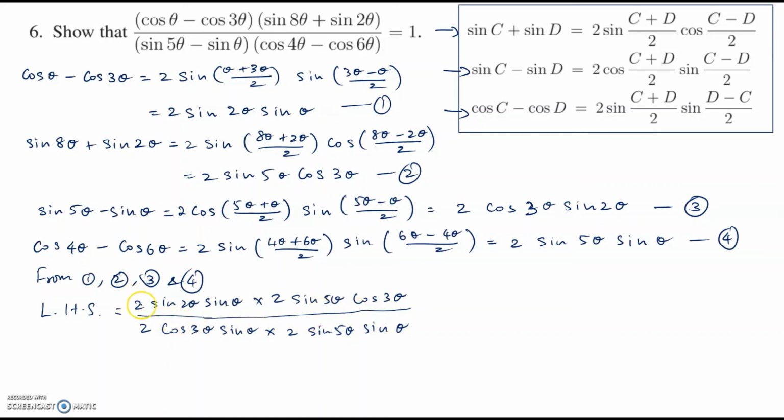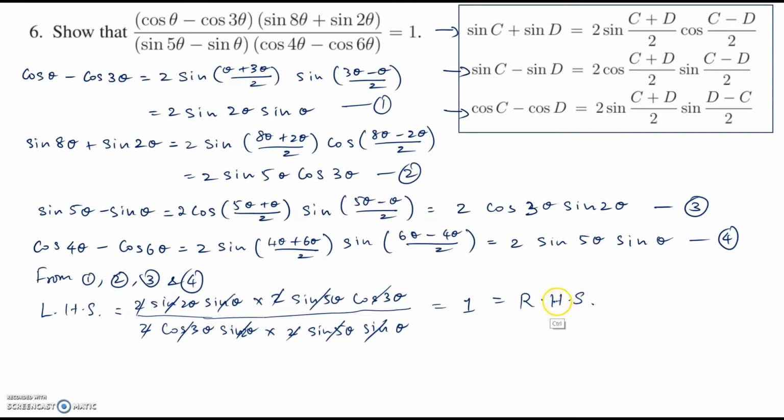Now you'll find all common expressions. 2 and 2 get cancelled. Now we have a sine 2 theta here, so sine 2 theta will disappear. Sine theta and sine theta will disappear. Sine 5 theta and sine 5 theta will disappear. Cos 3 theta and cos 3 theta will disappear. So you are left with 1. That's equal to RHS. Hence the proof.